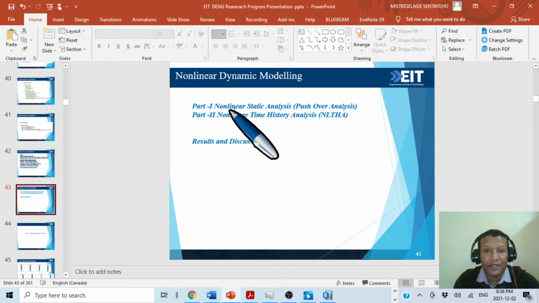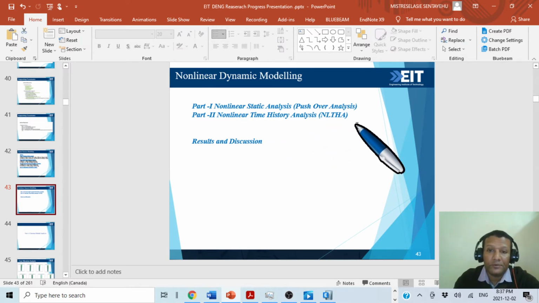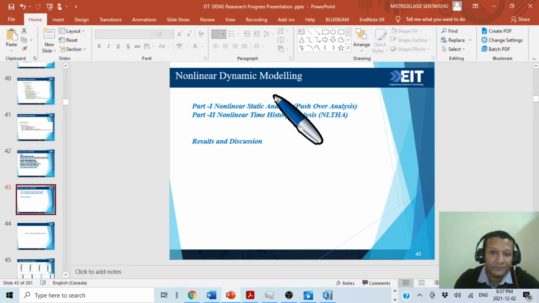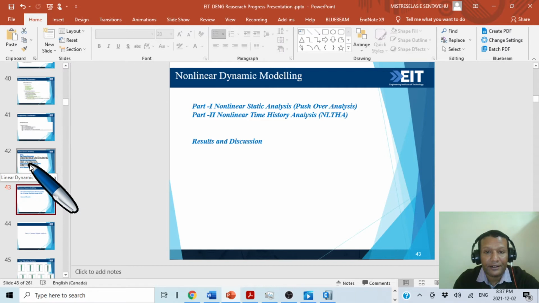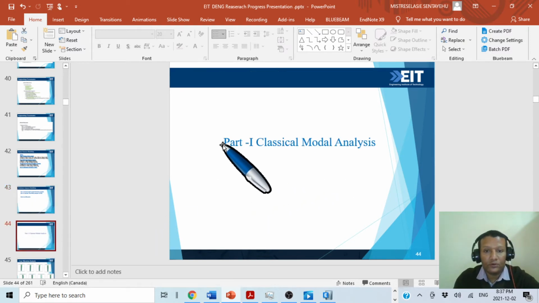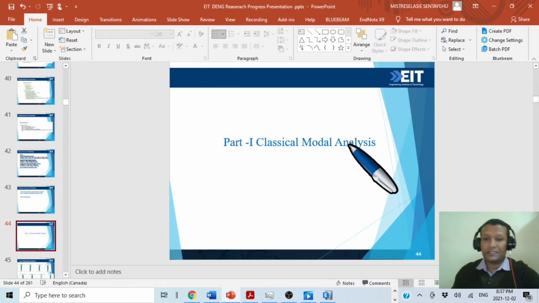Again, in the second part, we have nonlinear modeling. This is linear modeling. We have nonlinear modeling. Then in the nonlinear static analysis, pushover analysis and nonlinear time history analysis will be performed, and we will check the results as well, and we will compare them with the results of linear analysis, and we will see what is the difference, what are the shortcomings, and like that. So this is the first part 1, classical modal analysis.